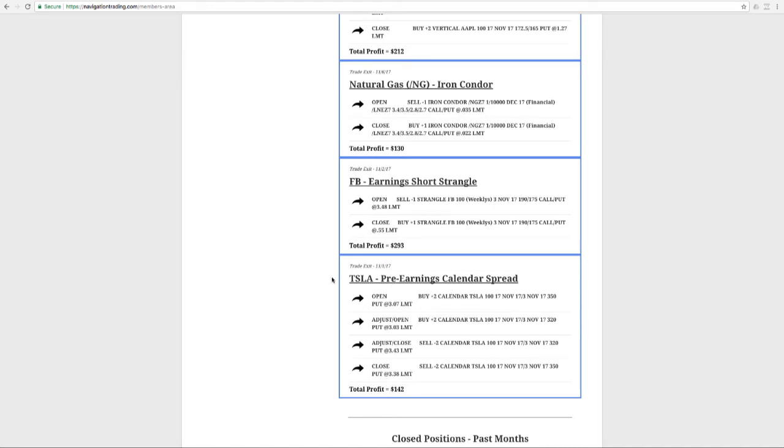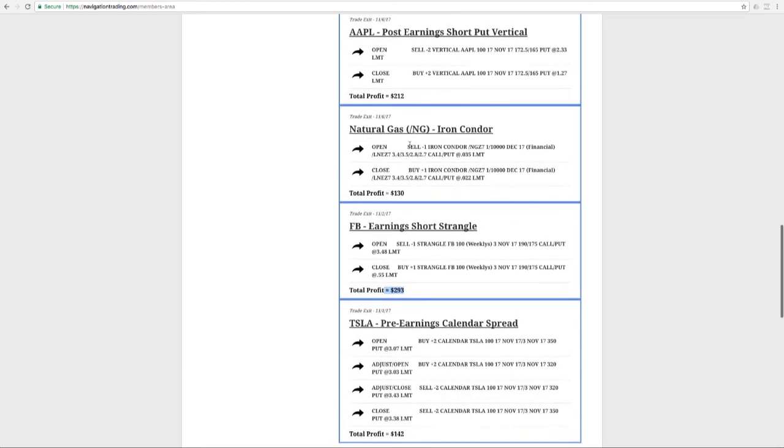This is a trade that we use to exploit the way that the implied volatility acts before earnings. Made $142 there. We did a Facebook earnings short strangle. So this is one that we put on the day before earnings and we take it off the day after. So we're only in this for less than 24 hours. Made $293 there. In Nat Gas, we put on an Iron Condor, our typical monthly income Iron Condor, made $130 there.